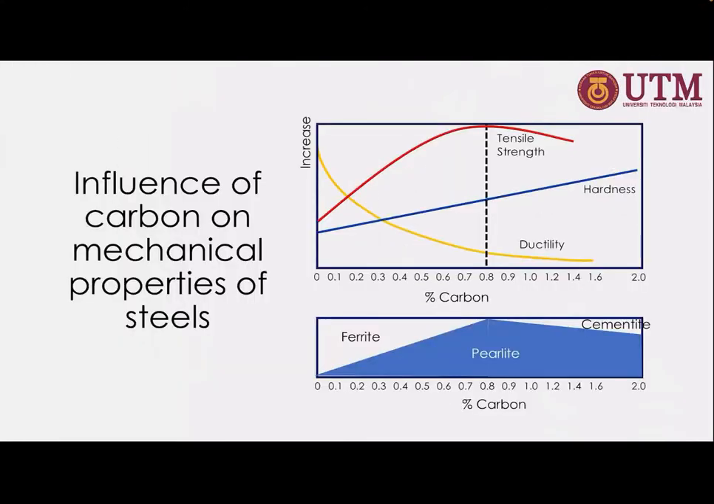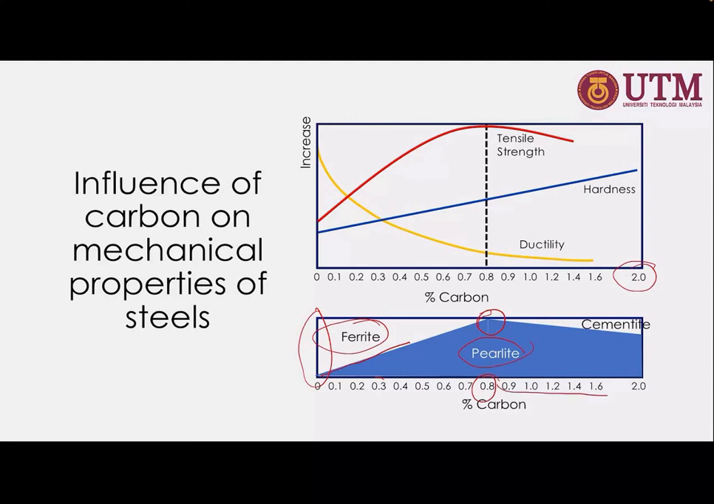So now, the influence of carbon on the mechanical properties of steel. When we talk about steel, it's up until 2% carbon only. It changes so much in terms of microstructure. At 0% carbon, you will have 100% ferrite, and the ferrite domination will decrease as you increase the carbon. Look at this: at maximum 0.77, or around 0.8, you have 100% pearlite.